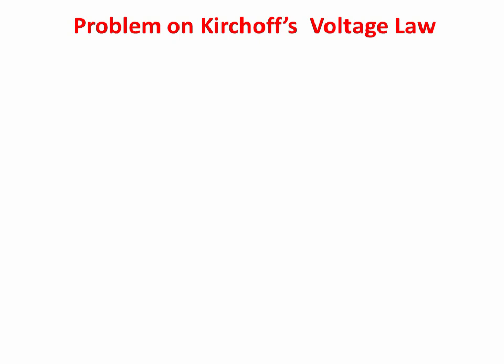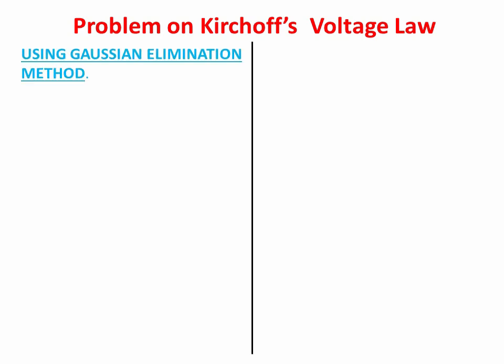We can solve those equations by two methods. The first method is the Gaussian elimination method. The second one is using a calculator. We will see that later. So under the elimination method, just write down these two equations from the figure. After applying Kirchhoff's voltage law, you have two equations, isn't it? Next, we have to solve.